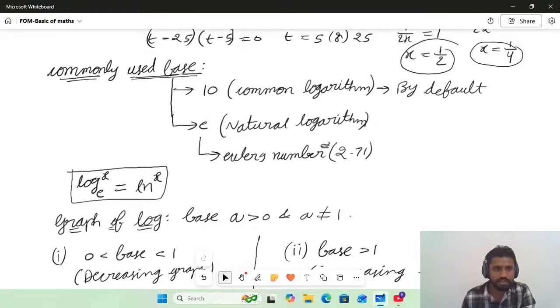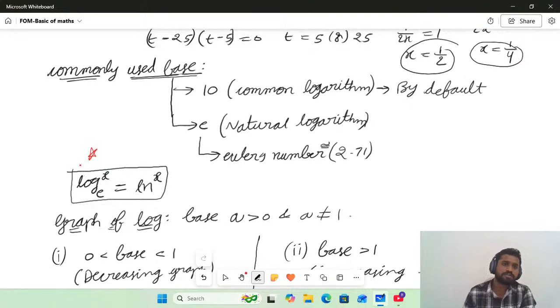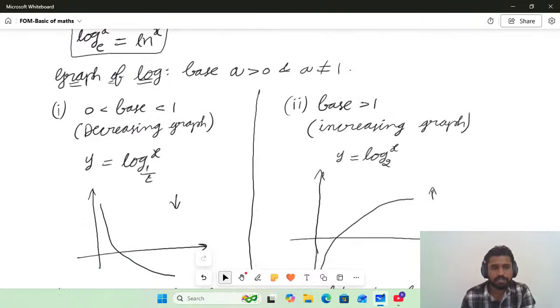Particularly in lecture 4, we started with the commonly used base. 10 and e are the commonly used bases, and this is very important. Logarithm with the base e can also be written shortly as ln x. This is very important. So common logarithm, natural logarithm, and the graph of the logarithm also we have seen.